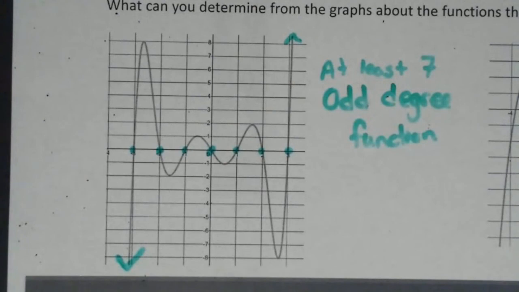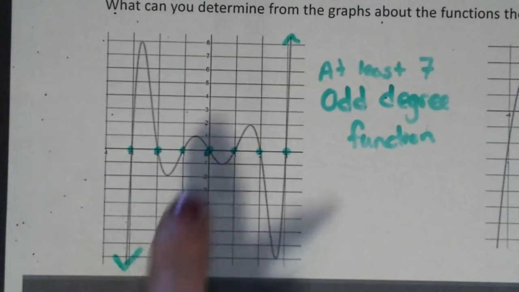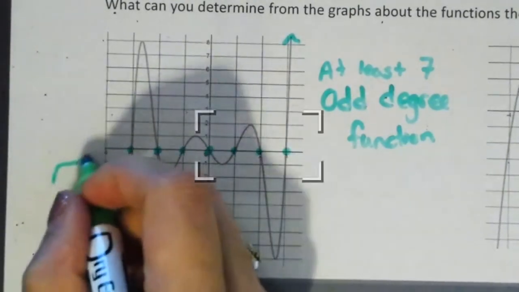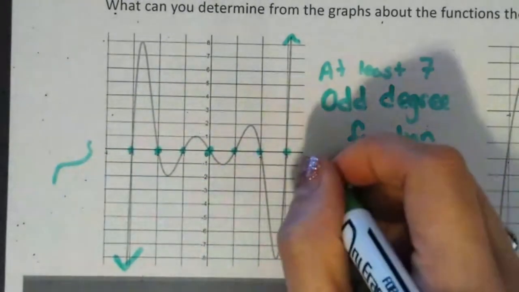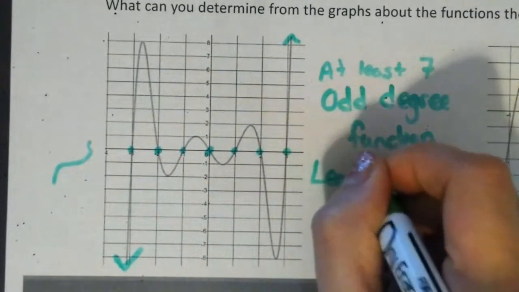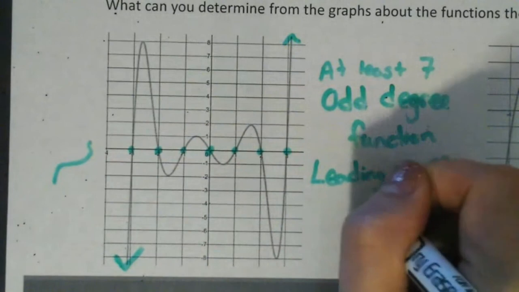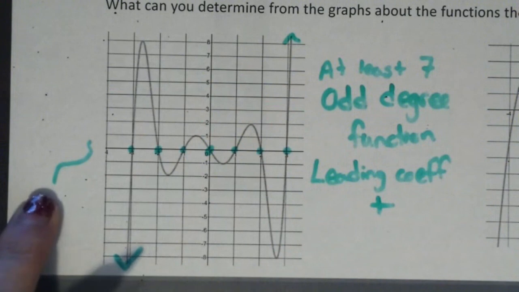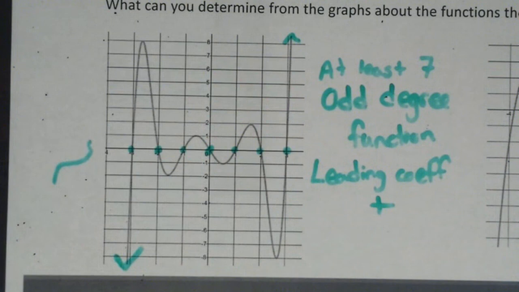One more thing we can notice is the fact that as we go to the left, we go towards negative infinity, and the right, we go towards positive infinity. That's like just our regular odd power functions. So our leading coefficient must be positive because we didn't flip the graph. It still goes towards negative infinity on the left and towards positive infinity on the right. So we know the leading coefficient is positive.